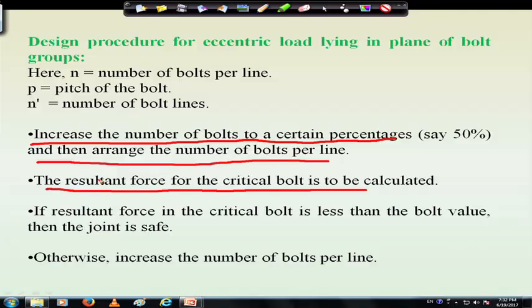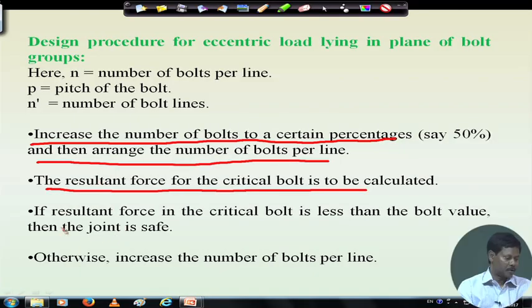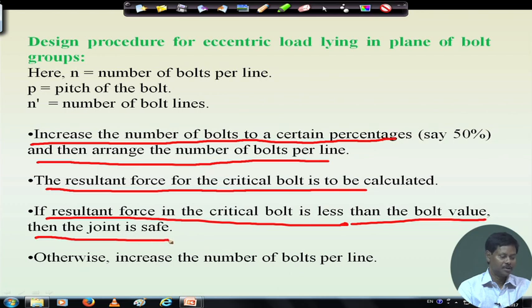Then we will see whether the resultant force in the critical bolt is less than the bolt value or not. If it is less than the bolt value, then the joint is safe. That means the arrangement we have done is correct.